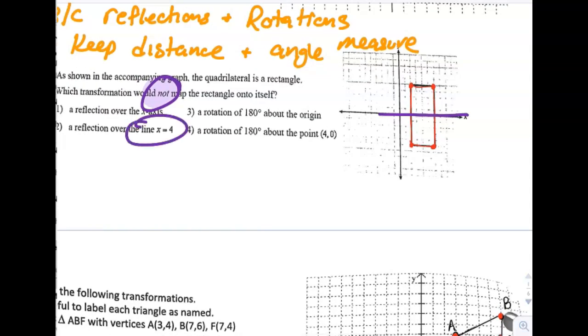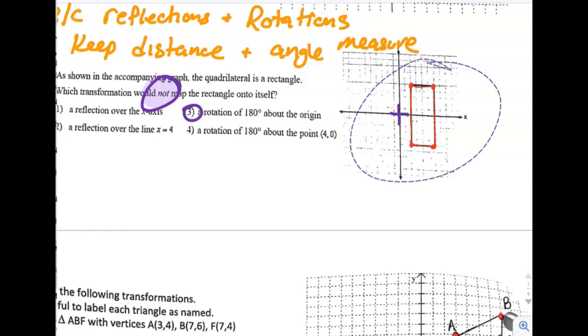Choice 2 says a reflection in the line x equals 4. Well, x equals 4 is this line. That's the same thing going vertically now. If you flip it left to right, it's going to end up on itself again. Choice 3 says a rotation of 180 degrees about the origin. If I rotate this about the origin, it doesn't end up on itself. It ends up over there on the left. That's the one that doesn't map it onto itself.